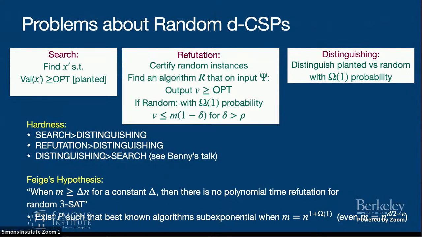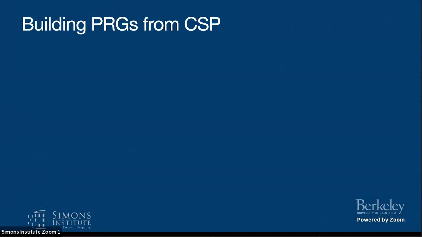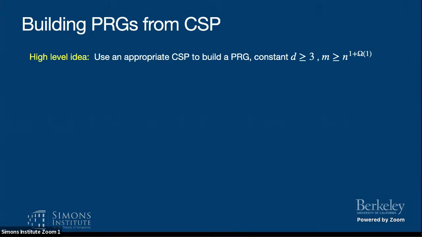And today, there are explicit examples of predicates for which the best known algorithms take sub-exponential time when m is some polynomial in n. Even if m is as large as n to the d over 2 minus epsilon, the best known algorithms today are sub-exponential for those predicates. Which means that CSPs have been studied for a long time, and it's very intuitive that you might want to build PRGs starting from that intuition. So our goal is to take an appropriate version of CSP and massage it into a construction of our PRG. And remember, we are hoping to get polynomial stretch.